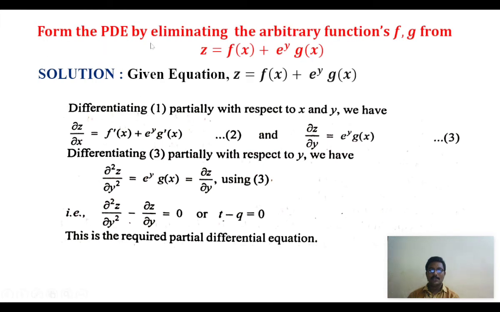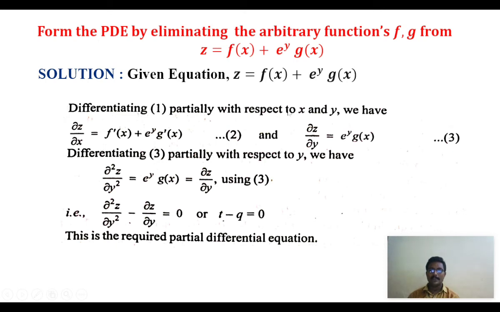Form the partial differential equation by eliminating the arbitrary functions f and g from the given equation. Having two functions f and g, we have to eliminate both the functions. For this, we require second order partial derivatives also.